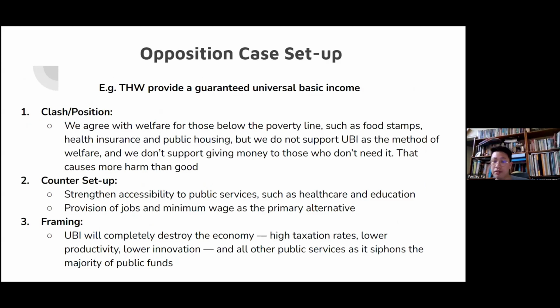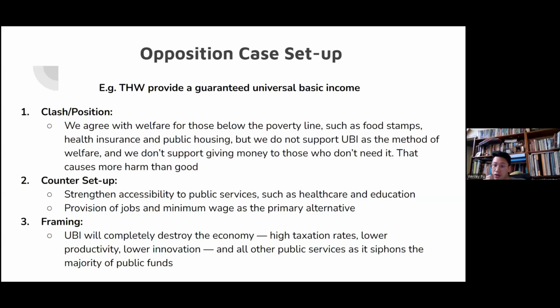Again, with the three things I talked about just now, starting with clash and position: we agree that welfare for those below the poverty line, such as food stamps, health insurance, and public housing, is good. We just don't support UBI as the method of welfare. We don't support giving money to those who don't need it. That causes more harm than good.